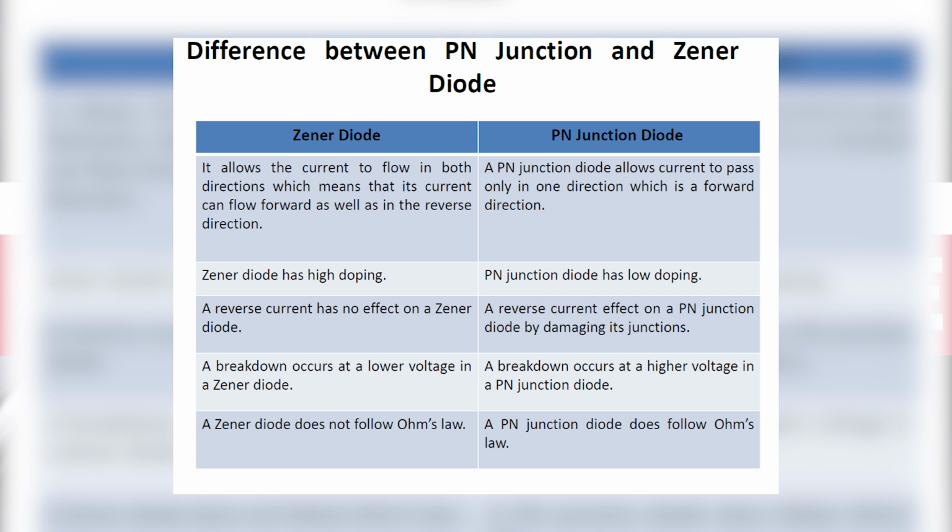The Zener diode has high doping, whereas a p-n junction diode has low doping. In a Zener diode, a reverse current has no damaging effect, whereas a reverse current in a p-n junction diode can damage the diode. If the reverse current increases beyond its maximum rating, it can directly damage the diode. In a Zener diode, breakdown occurs at a lower voltage, and breakdown occurs at a higher voltage in a p-n junction diode.